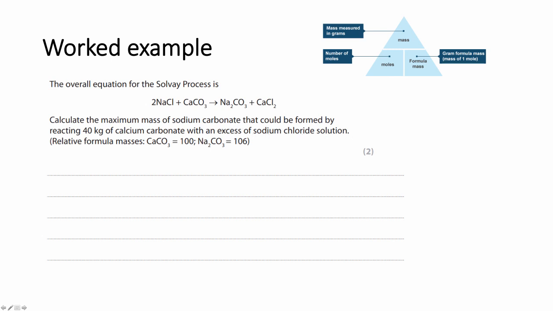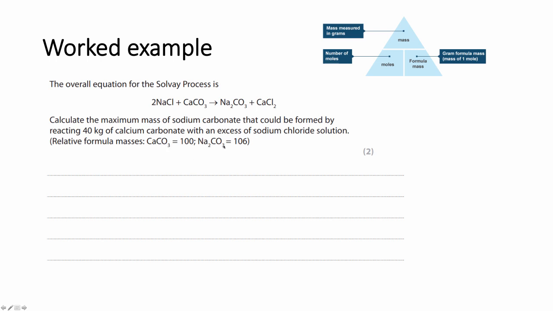Now, excess means that it will not be the limiting reagent. It means that we don't have to worry about how much of this we have, because the limiting reagent, the smallest amount we'll have, will be the calcium carbonate. So we'll actually have some leftover sodium chloride. And the question is also giving you the relative formula masses of both calcium carbonate and sodium carbonate to help you.